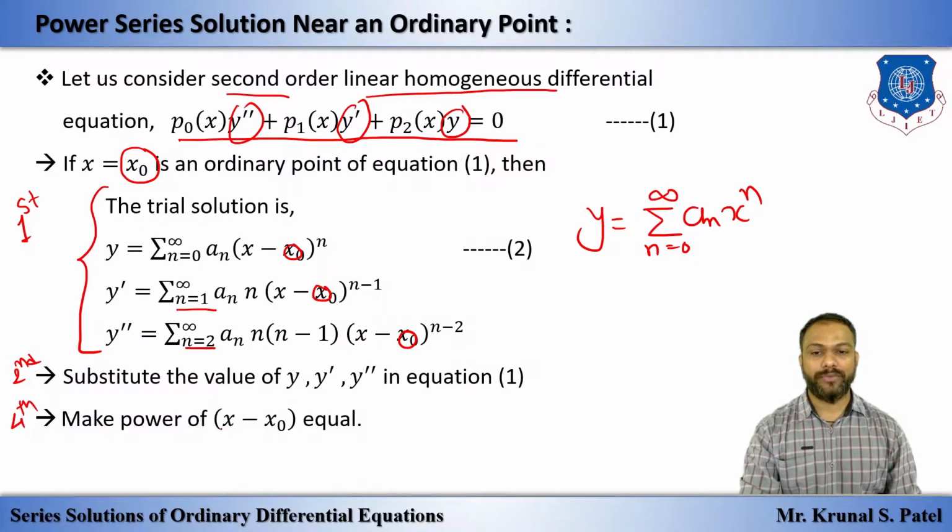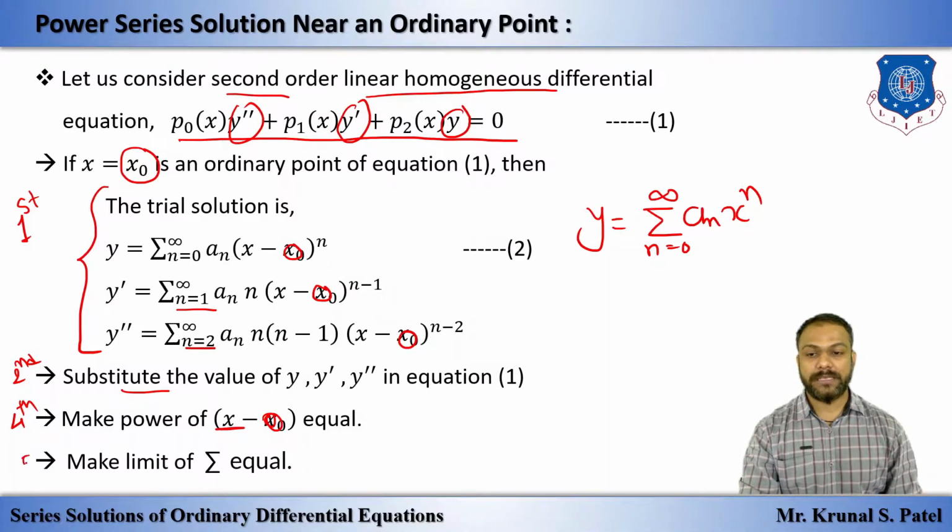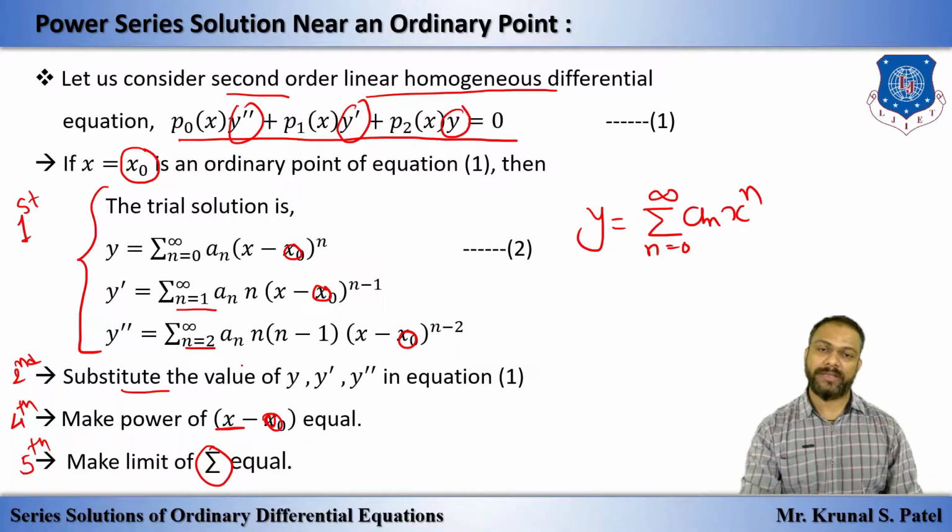make power of x equal, because we have x0 as 0. So make power of x equal. Okay, this is our fourth step. Third step is simplification after substituting these values. And fifth step is make limit of sigma equal. Right now you just remember these steps. Then how to apply them, we will learn in the example.